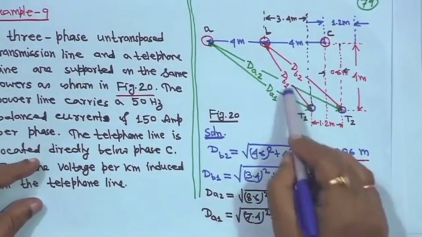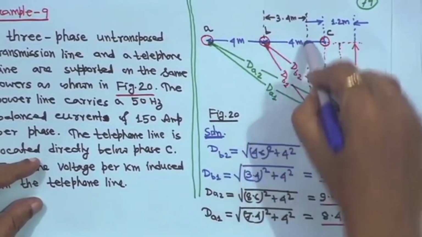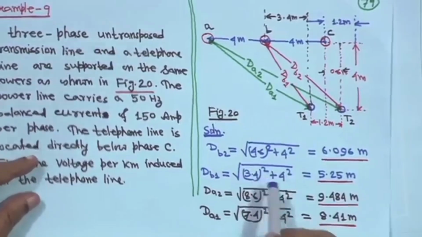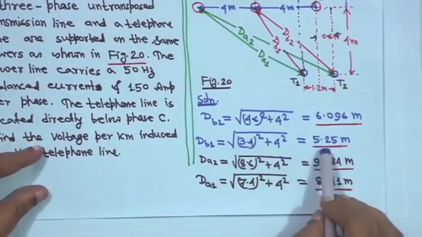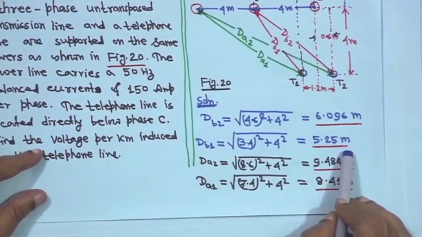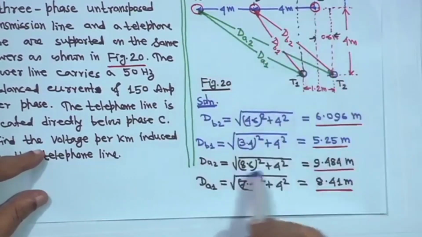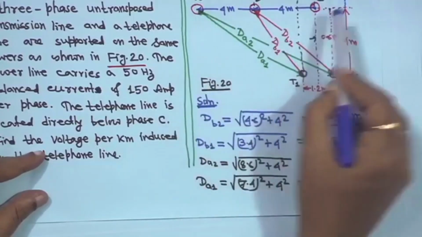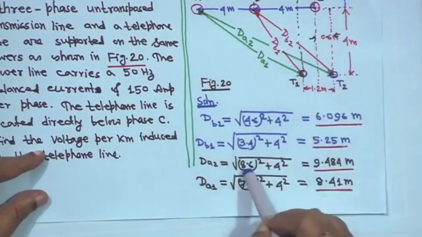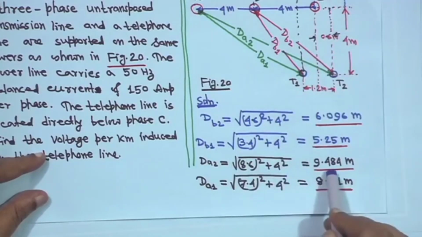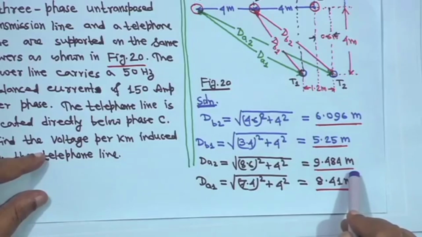Similarly, you calculate dB1. Here to here it is 3.4 and here to here it is 4. So, under root 3.4 square plus 4 square is equal to 5.25 meter. Similarly, if you calculate dA2 from A to C, it is 8 and this is 0.6, so it is 8.6 square and this vertical is 4 square. So, it is 9.484 meter, right.